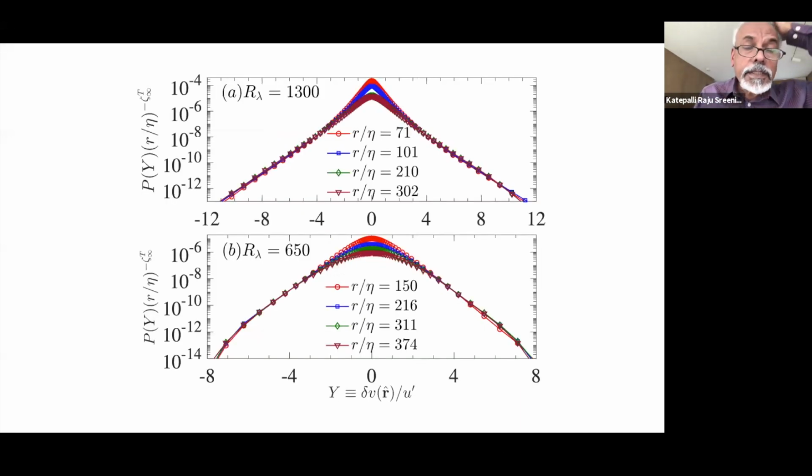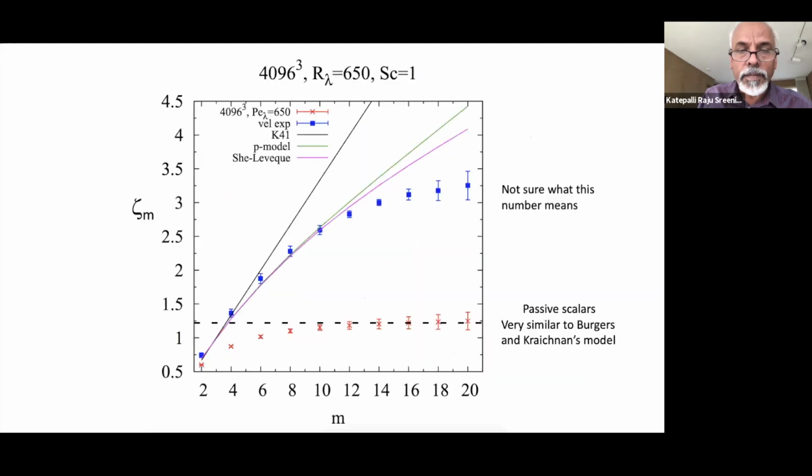Now, another indication that there is a saturation is that if I take the probability density, and if the high order moments saturate, that is the tails of the distribution have somehow become saturated, then if the saturation exponent is zeta infinity, let's say transverse, if I normalize the probability density in this fashion, then they should collapse towards the tails. And indeed, they do extremely well for two Reynolds numbers that I have shown here. So everything points to the right conclusion in this.